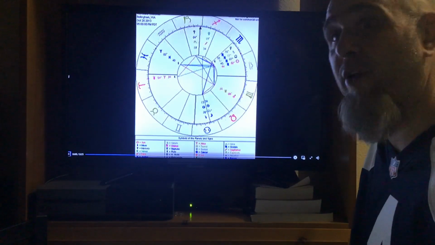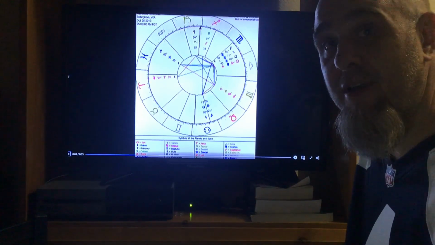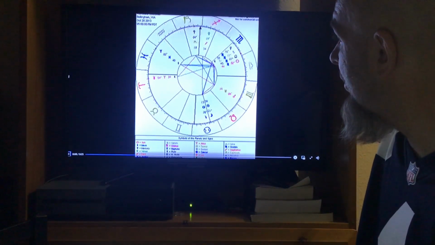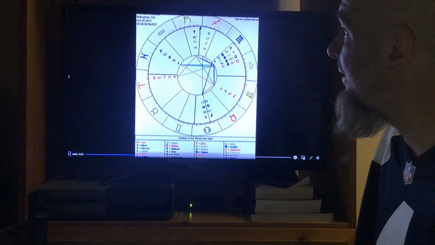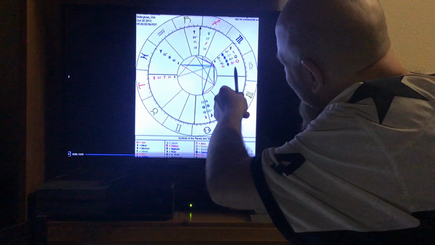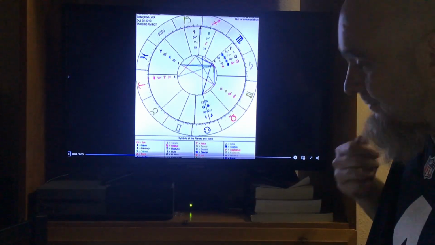There are multiple aspects that generally come in distances of 30. Those are usually the major aspects that most astrologers use. So, once again, we will start with the sun, which is right here. And I can't see what degree Scorpio it is. It looks like maybe the third.